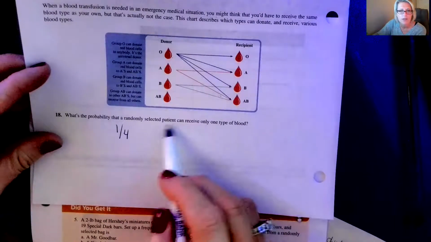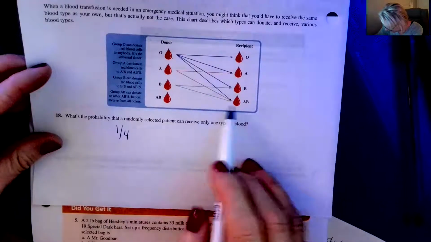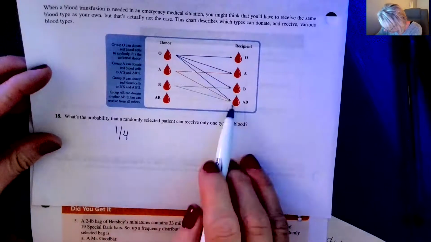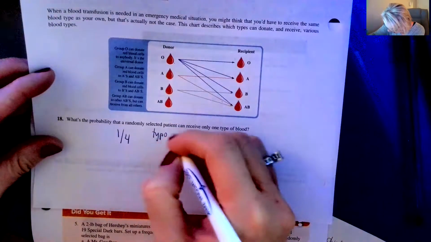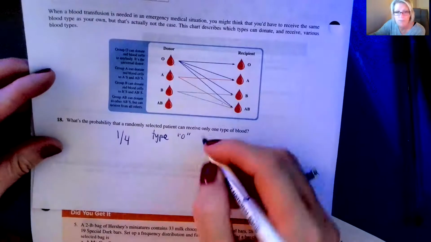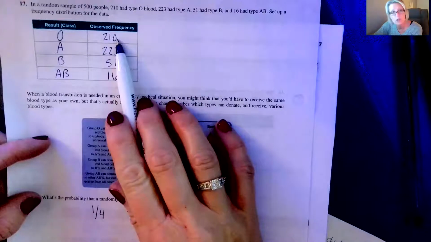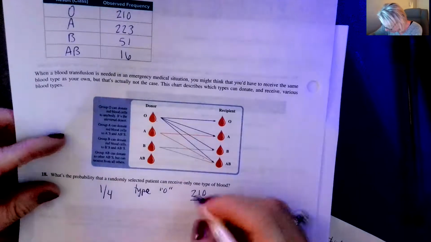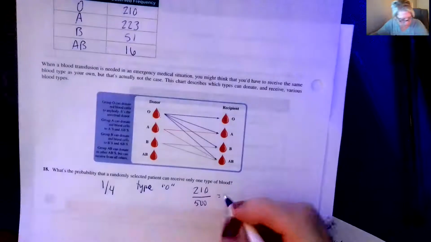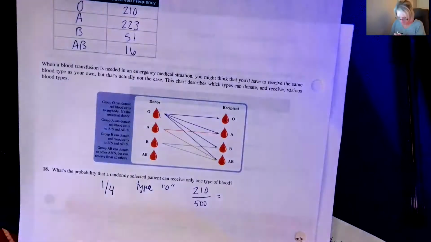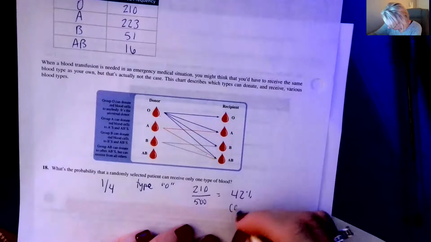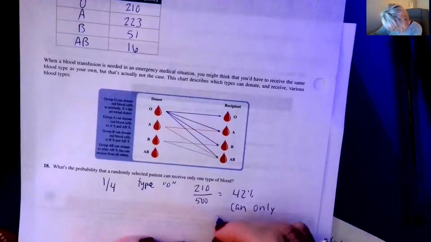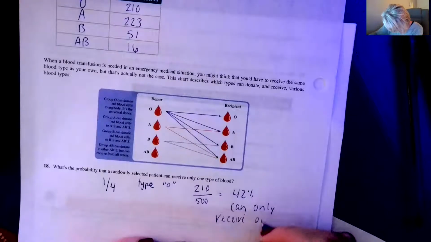So 1/4 of the time, they can only receive one type of blood, and that is type O, which can only receive themselves, right? And for them, that is 210 out of the 500 people, right? So of the 500 people, there's 210 of them. So 42% of the people can only receive one type.